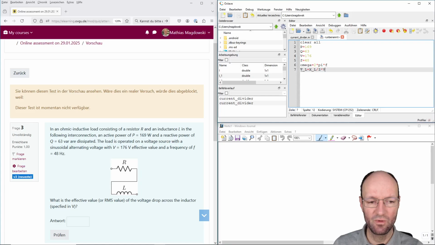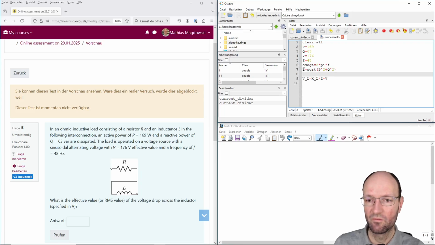I mean, the other way would be to say, yeah, so maybe we can do it this way. We need a couple of other values to do this. So at first I would calculate apparent power, and apparent power in this case is the square root of the sum of the active power squared and the reactive power squared.